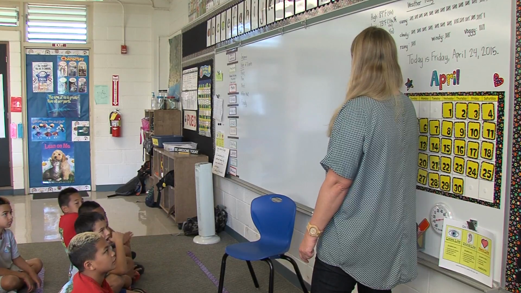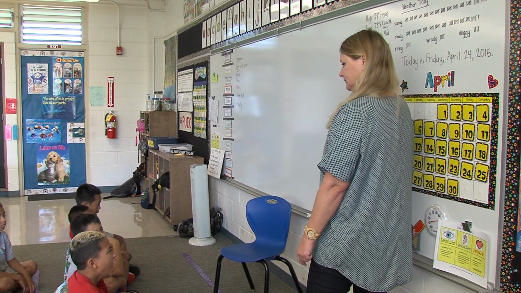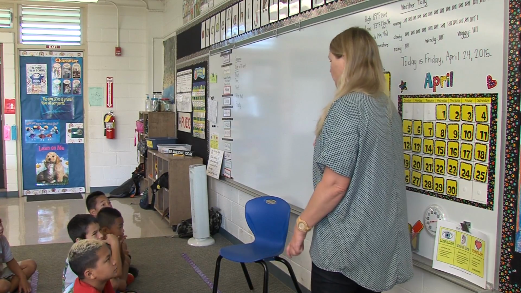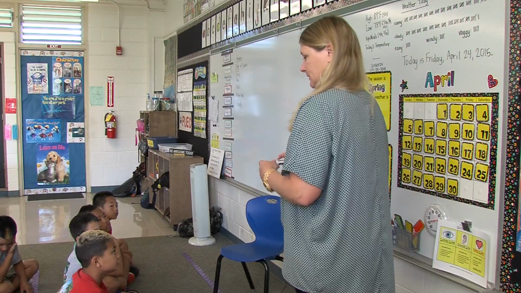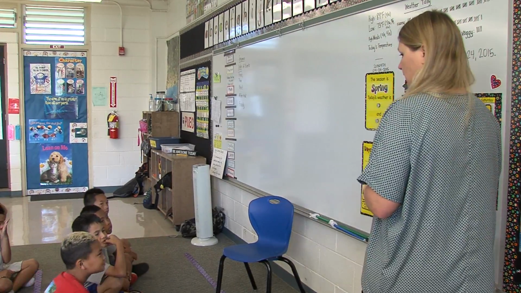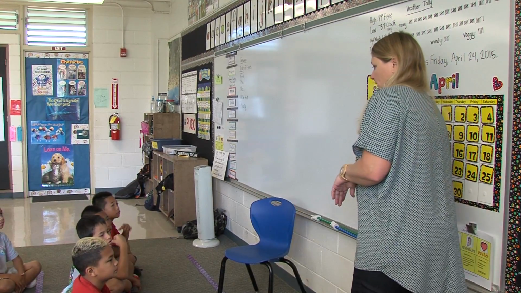2015, 04. What does 4 stand for? The month. It's April, the 4th month of the year, and 24 stands for what? The day. So we are on the 24th day of April. All right, let's move on to our weather report.